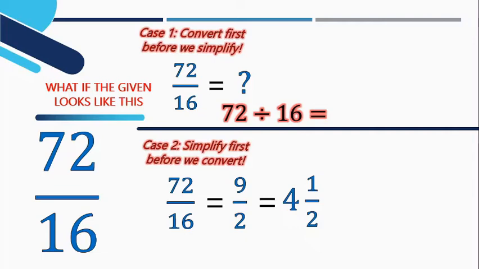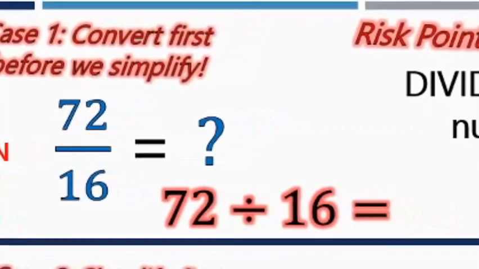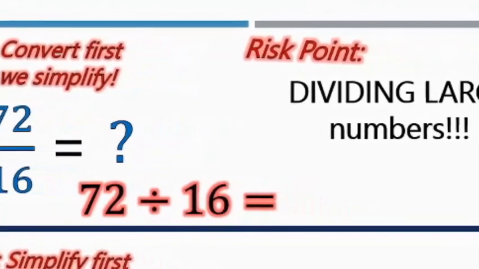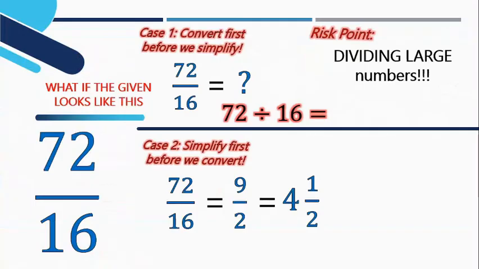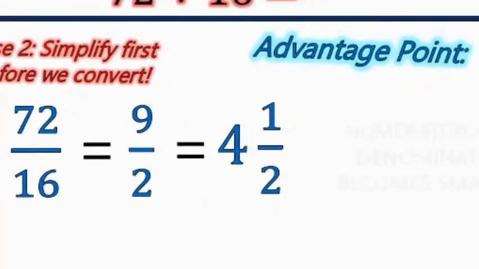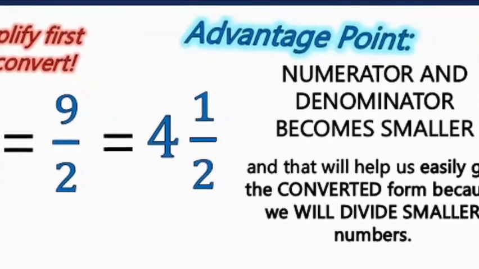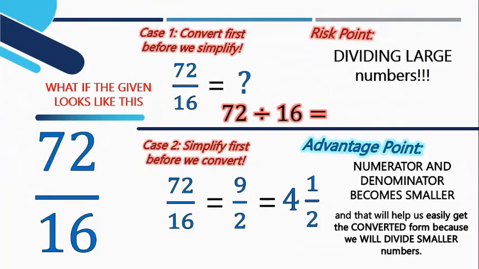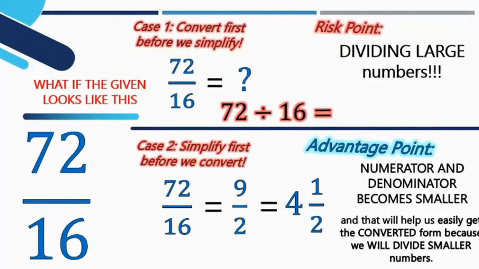So again, just like what we did a while ago, we look for the risk point and the advantage point for each case. For case number 1, the risk point is actually on the division part, because that is where the main process of converting happens. So as you can see, the risk point is dividing large numbers. How about for case number 2? Since we simplified the number already, it's an advantage since the numerator and denominator become smaller. So, it will help us easily get the converted form because we will just have to divide smaller numbers compared to converting first before simplifying. I hope you could consider case number 2 as the easier method in converting fractions.